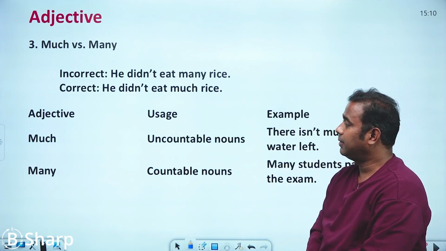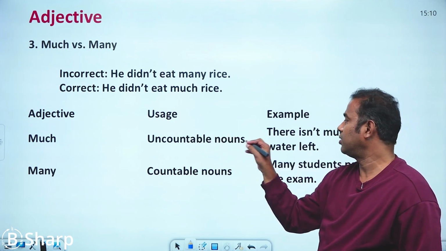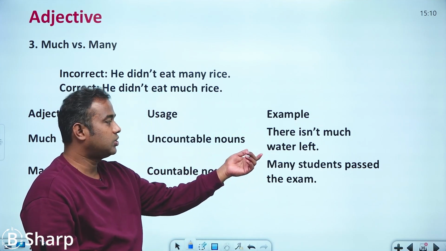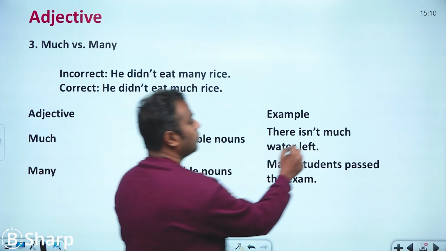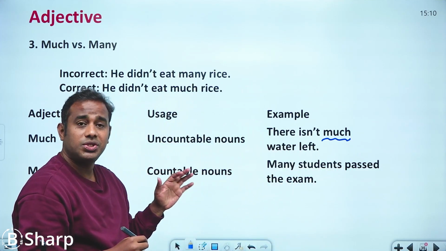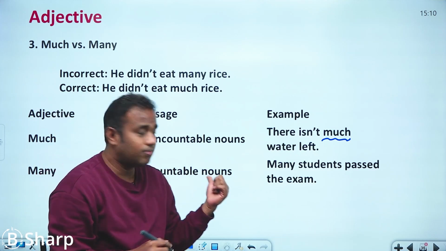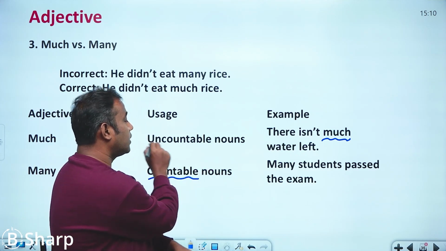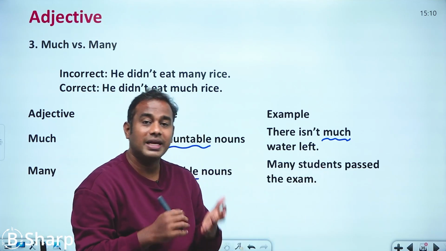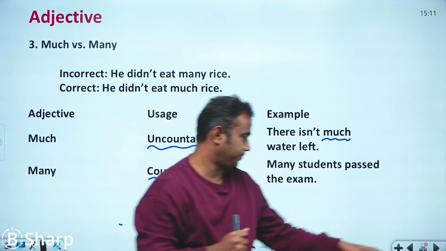Now, much versus many. Where we use much and where we use many? Much is basically used for uncountable nouns. So there isn't much water left. Here we can't count the water, so that's the reason why we use much. There isn't much milk left. Whereas many is basically used whenever countable nouns are available. Many students passed the exam, means we can actually count those students. In those places we generally use many.